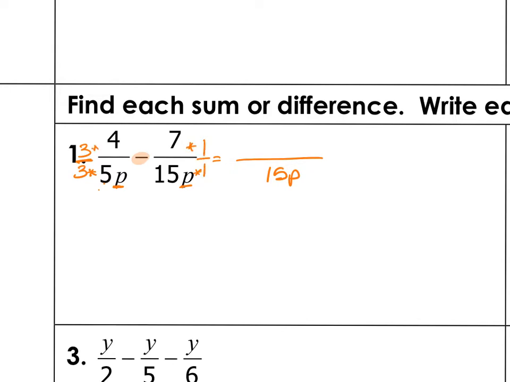Okay, so here we go. Now we're going to do our numerator. So 3 times 4 is 12. Minus 7 times 1 is 7. And that is going to equal 12 minus 7 is 5 over 15p. And then I can simplify, and I say 5 goes into 5 once, and 5 goes into 15 3 times. So I get 1 over 3p.